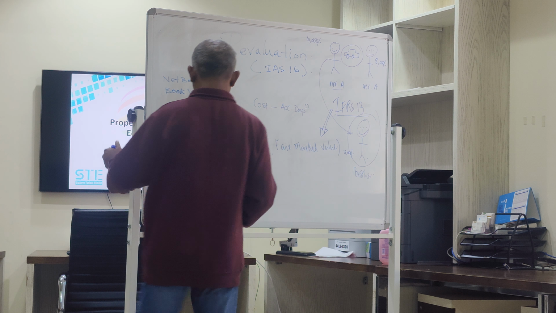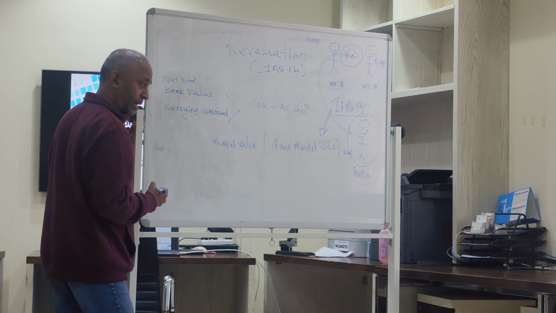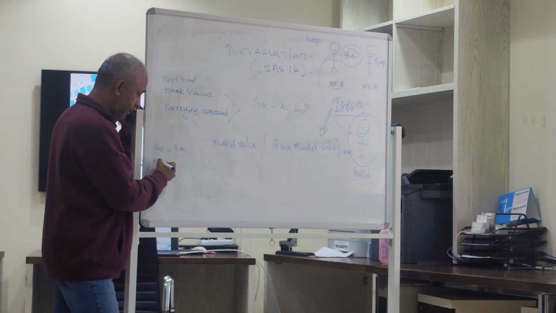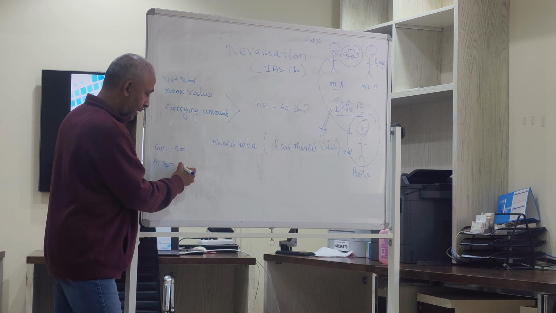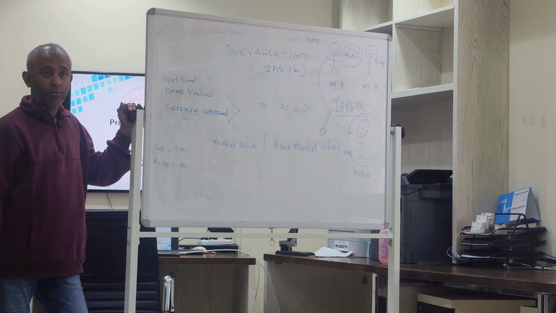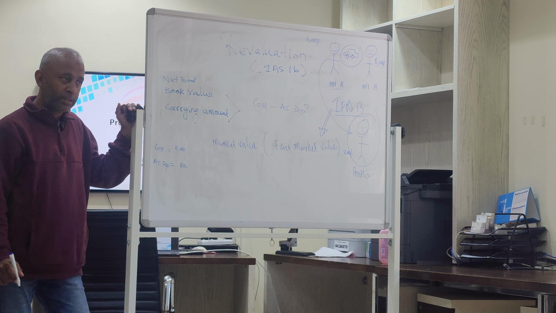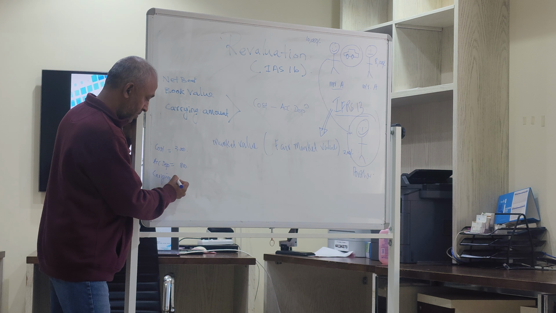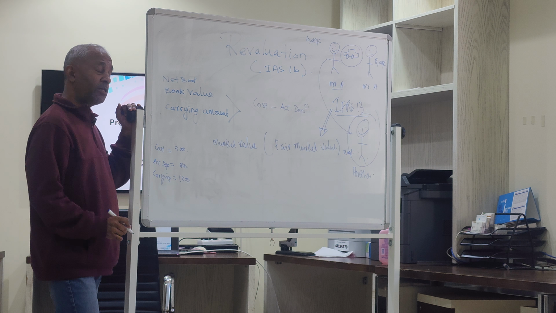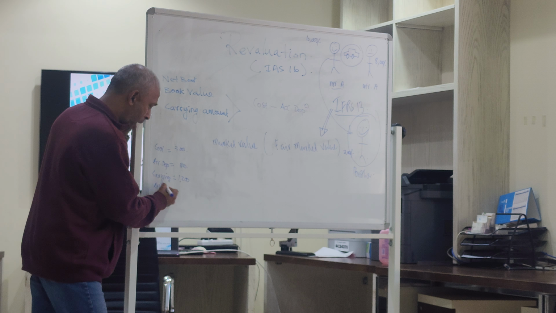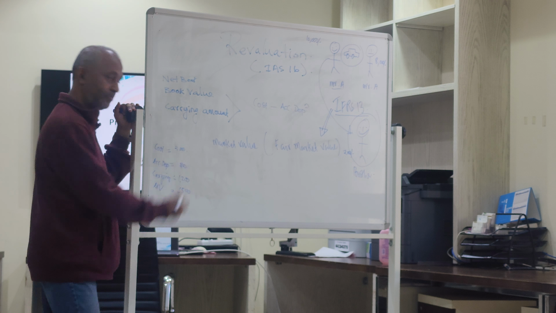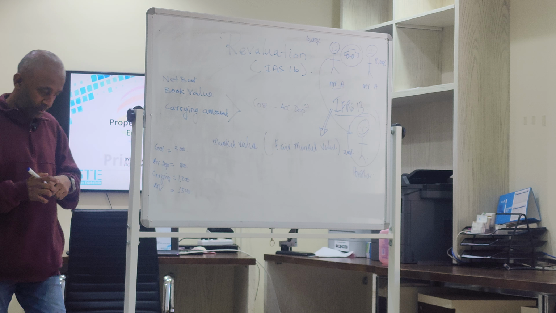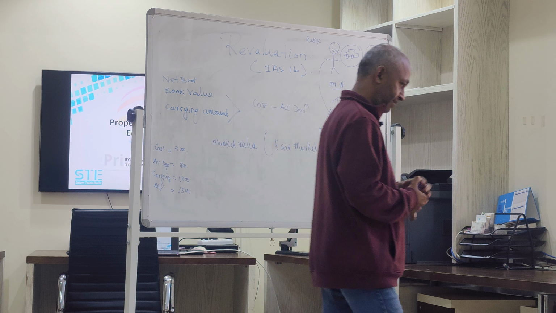Let's say my cost of the asset is 2 million and my accumulated depreciation is 800,000. The cost is how much? 2 million and the accumulated depreciation 800,000. How much is the carrying amount then? 1.2 million. Now we decide to revalue this and we came up with a market value of 1.5 million. The market value how much? 1.5 million. Now, what is the result of this?